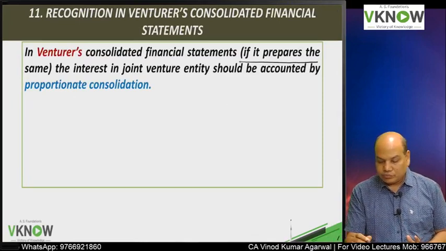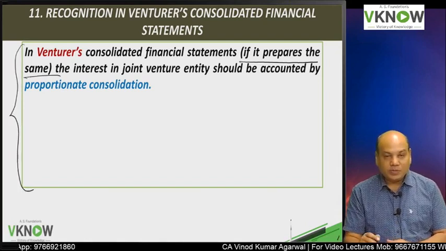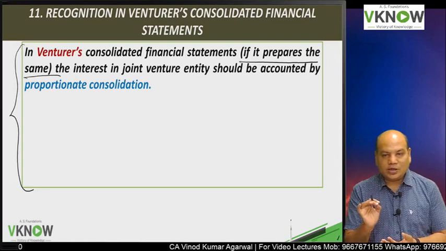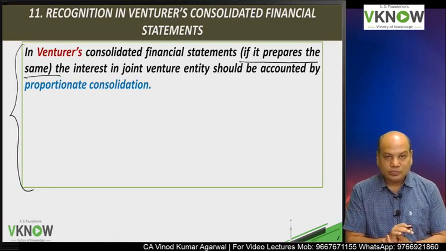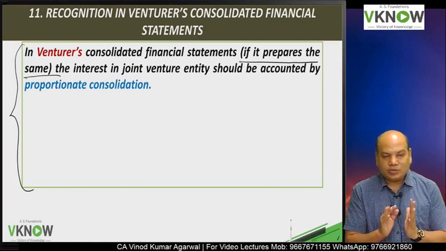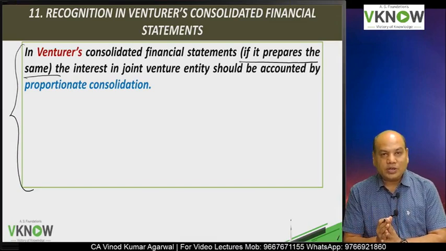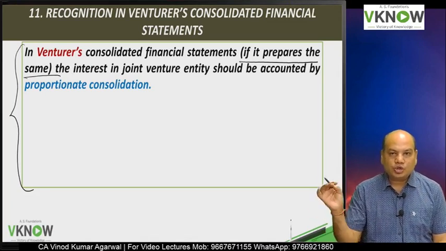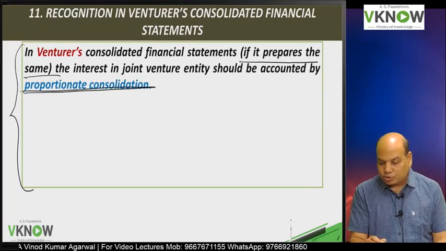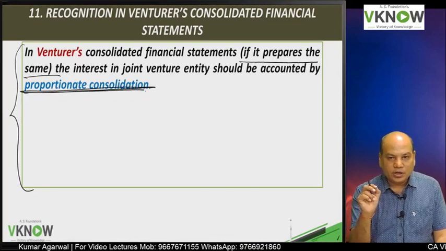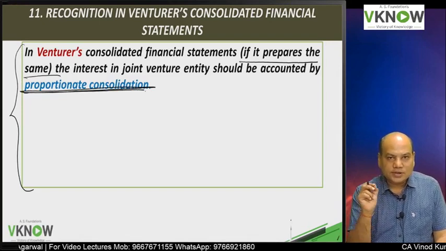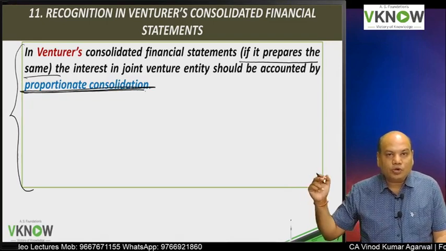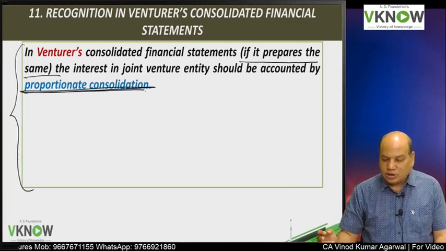First thing keep in mind, this portion is applicable only if the venturer is preparing consolidated financial statement. That is, the venturer should have a subsidiary. So if the venturer has a subsidiary, it is preparing consolidated financial statement, and then in consolidated financial statement it will consolidate joint venture by applying proportionate consolidation method. So if a venturer does not have a subsidiary, it will not prepare consolidated financial statement, and therefore it need not follow proportionate consolidation method for jointly controlled entity.